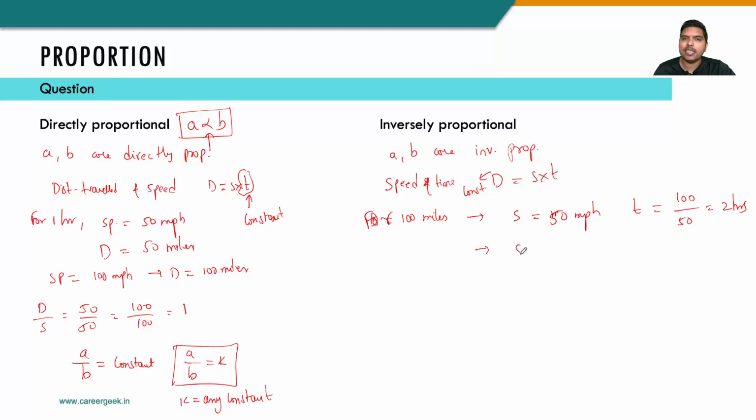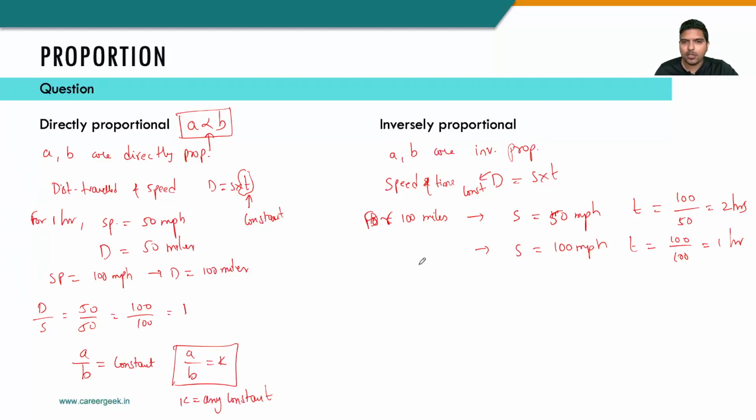Now let us increase the speed to 100 miles per hour. So how much time will it take now? When the speed is increasing, the time taken is decreasing. So this is what inversely proportional means. In directly proportional, when one value increases, the other value will increase. In inversely proportional, if one value increases, the other value will decrease.